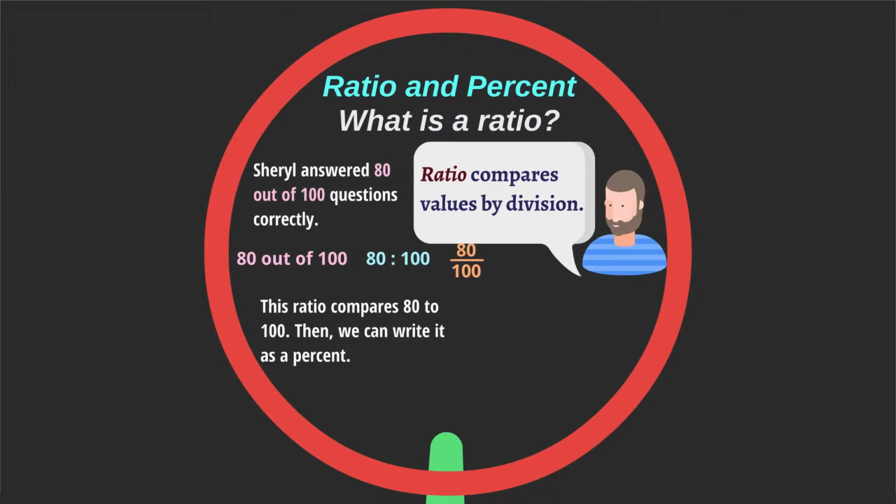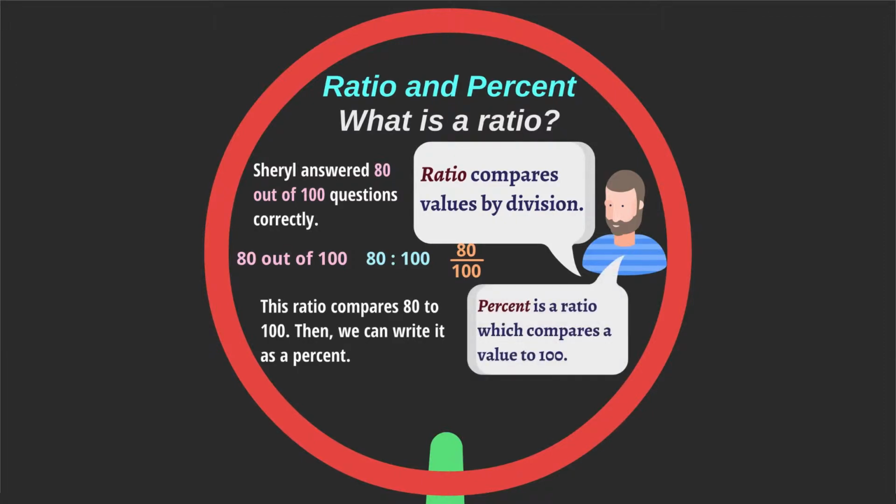Do you know what a percent is? A percent is a ratio which compares a value to 100, just like our example. A ratio or a fraction can be expressed as percent. In symbols, n over 100 is equal to n percent. Applying this to our example, we can say that 80 over 100 is equal to 80%.